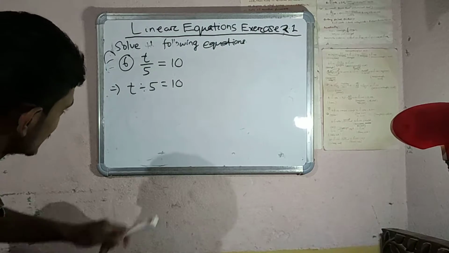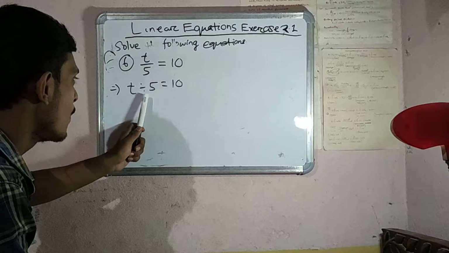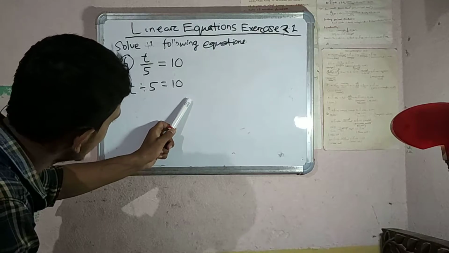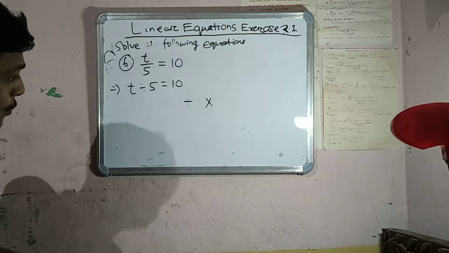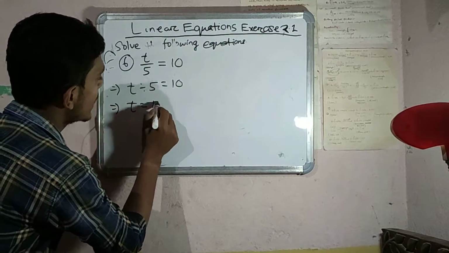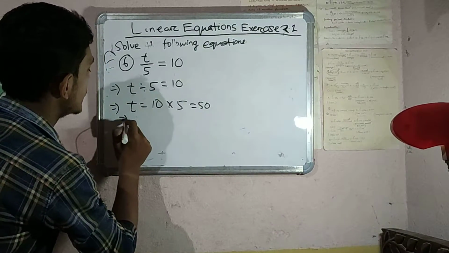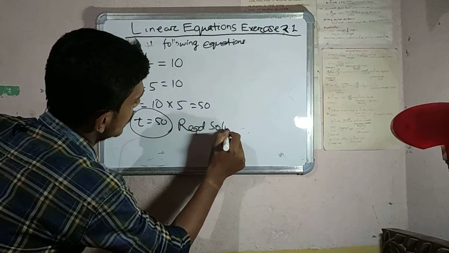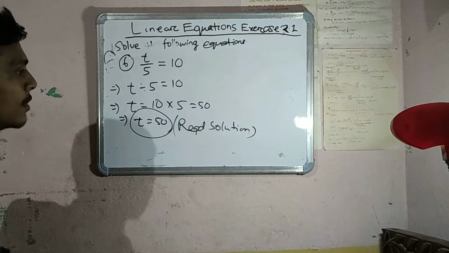So I previously said that if a number is divided on the left hand side, when it is transposed to the right hand side, the opposite is multiplication. So what will be the next step? t is equal to 10 multiplied by 5, because 5 is divided here, that is 50. So t is equal to 50. That is the required solution.